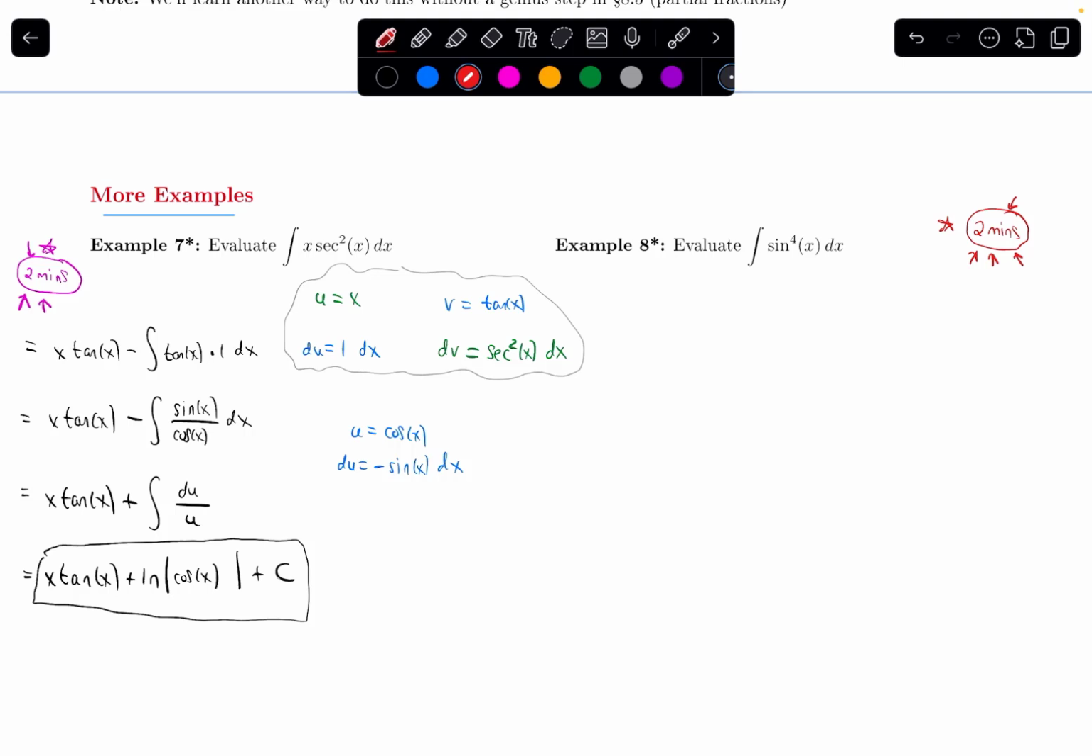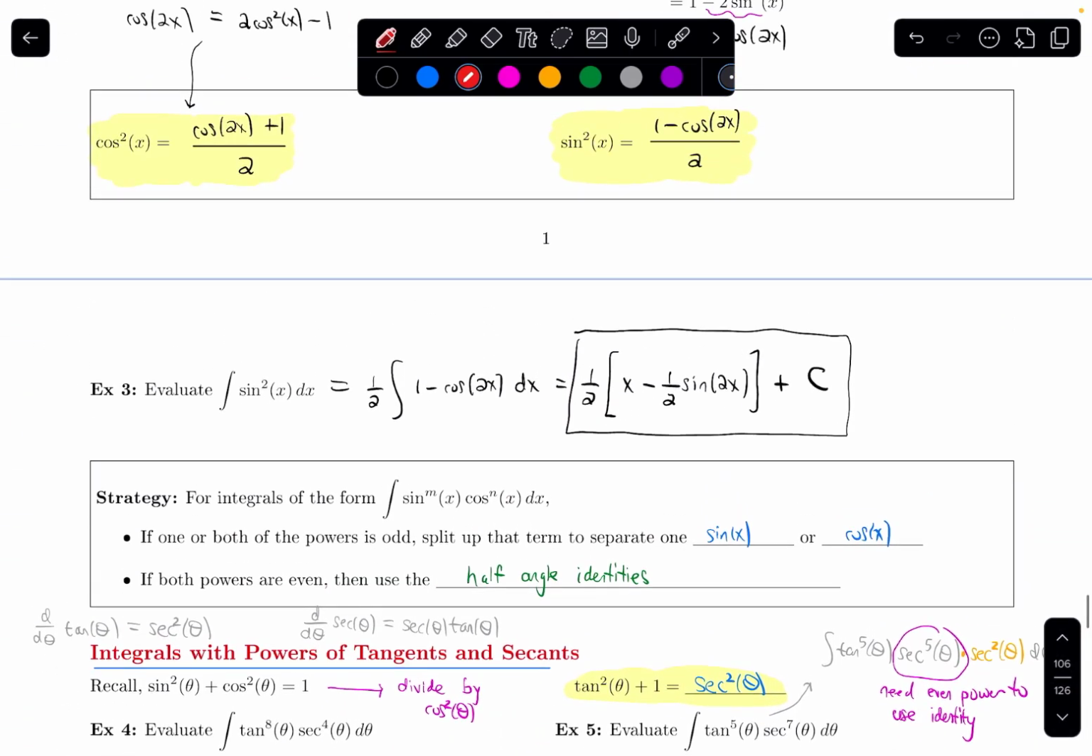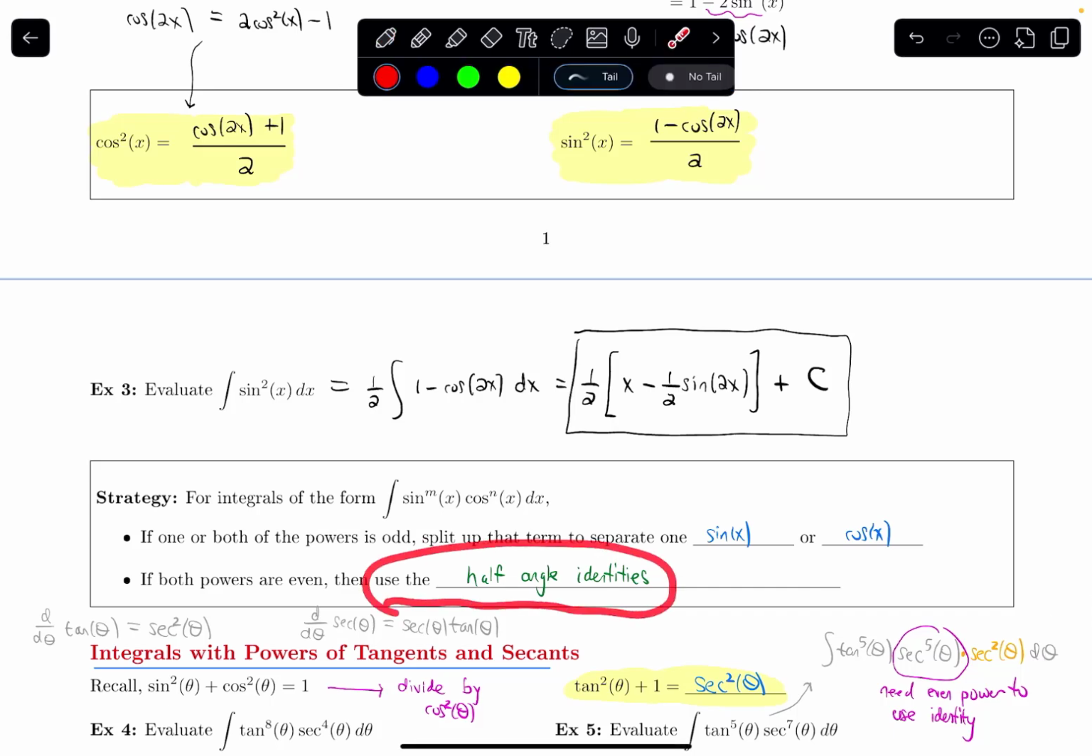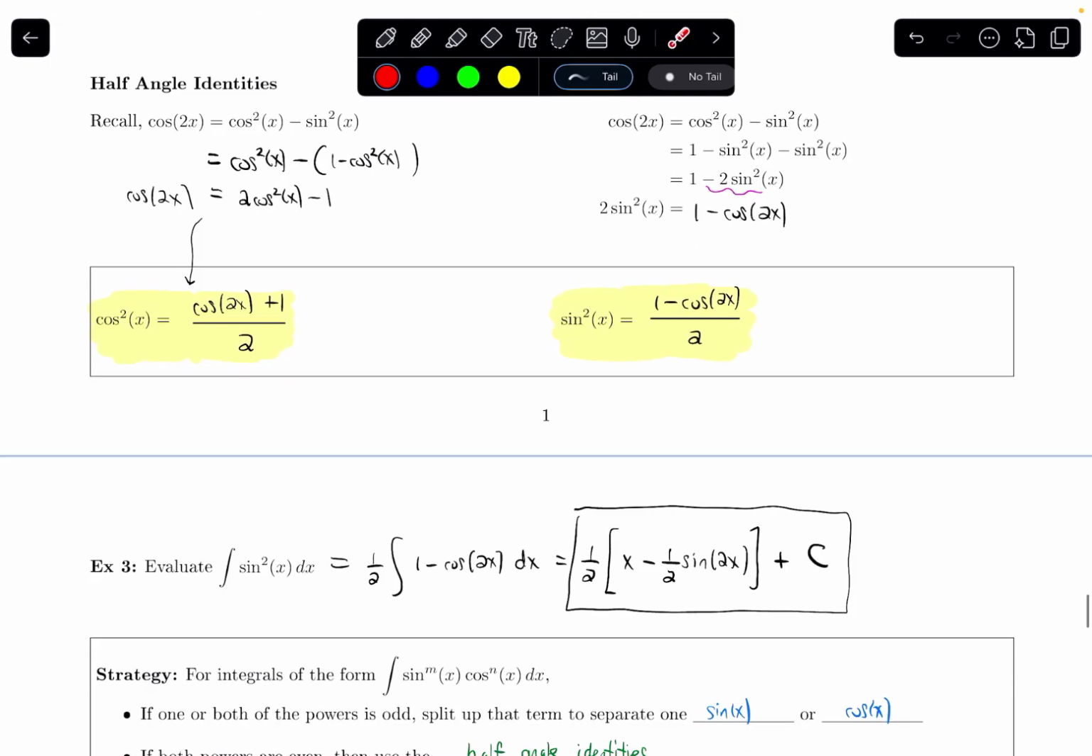Okay, so hopefully you did that. Hopefully you paused it and tried it. So when we have just a sine or just a cosine to an even power, our strategy, flipping back up here, said to use these half angle identities. So cosine squared equals this, or sine squared equals this. Okay, so I'm going to try to use those.